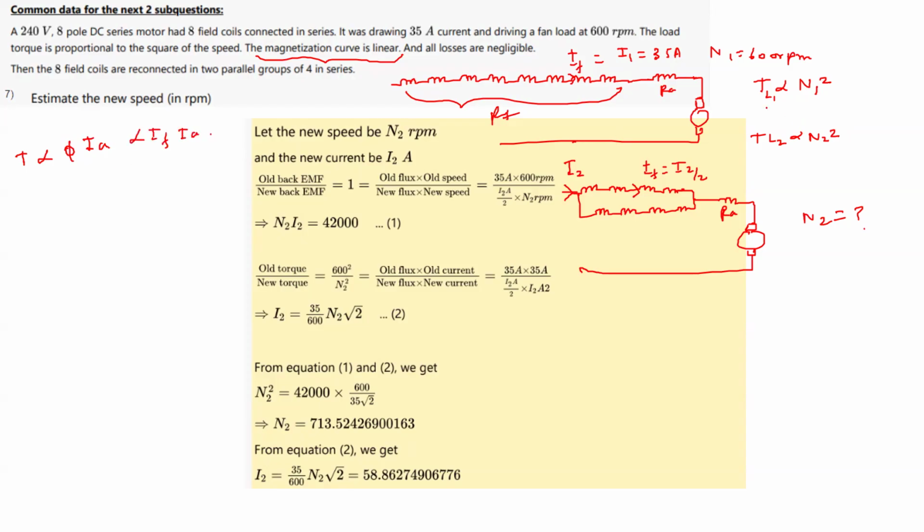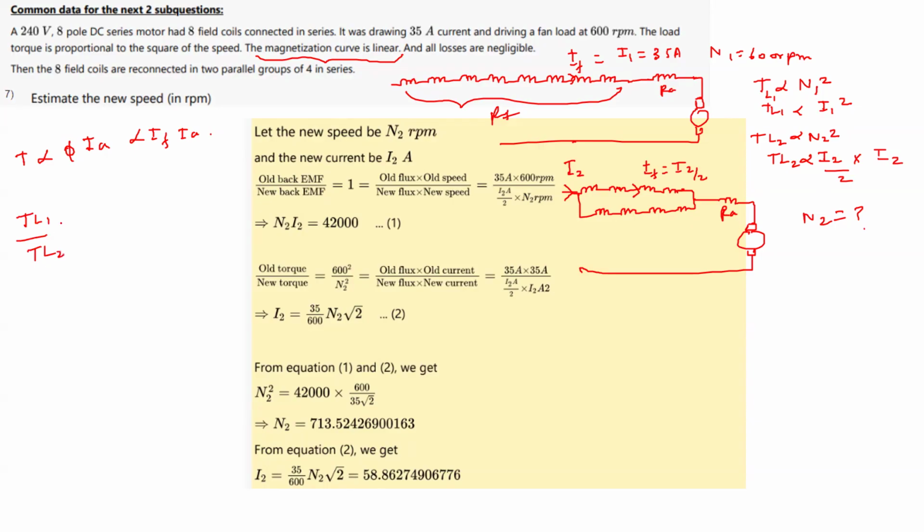So load torque 1 is proportional to IF into Ia, and IF and Ia are the same in the first case, so it is proportional to I1 square, whereas the load torque in the second case is proportional to IF into Ia, but IF is half of I2. Okay, the armature current. So these are the two load torques. Now here, we have one set of equations like this.